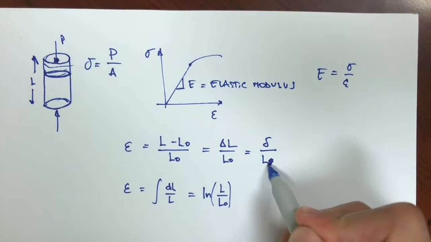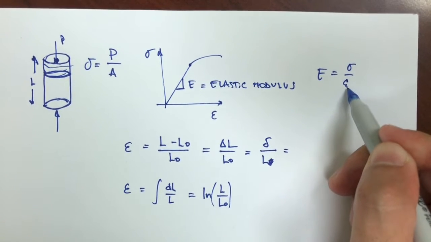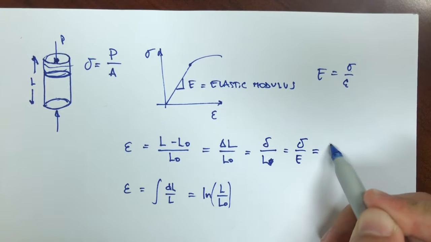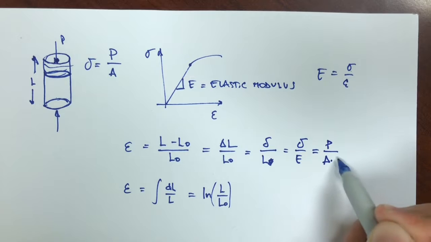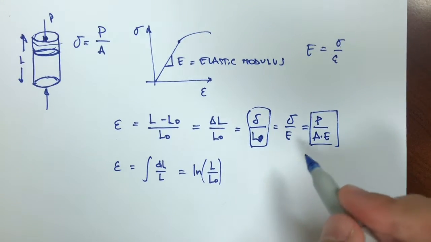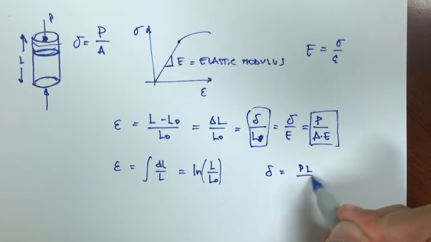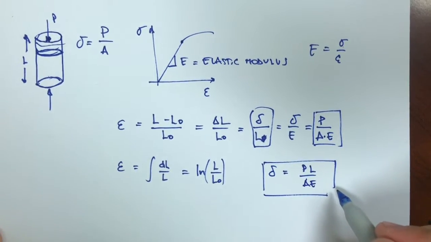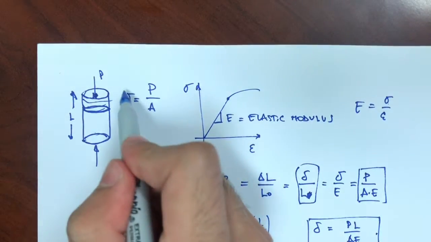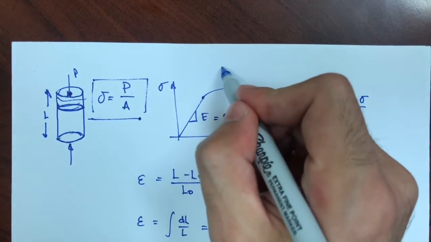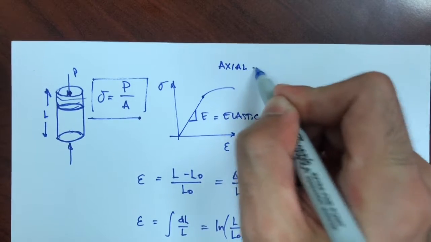So if delta over L is equal to epsilon, and epsilon is equal to sigma over E, sigma over elastic modulus, and the stress is P over A, with E here in the denominator. From here, I can identify that the delta is PL over AE, and that's the other equation that we use a lot. So the strains for compression or tension are given by this equation, and the stresses are given by this equation.